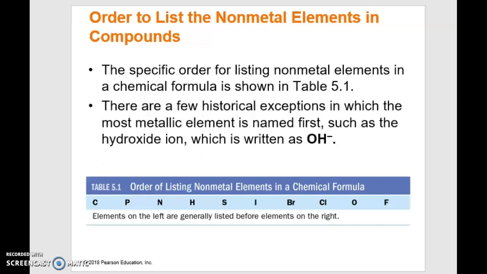When you are talking about your nonmetals and which is most and least metallic, here is the order of listing nonmetals in a chemical formula. Elements on the left are generally listed before the elements on the right.